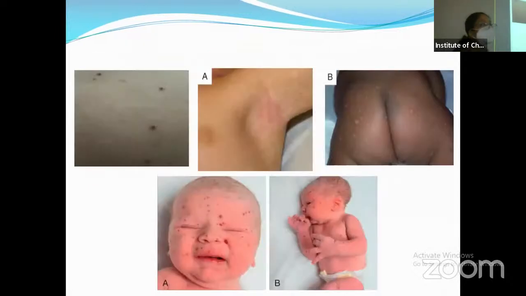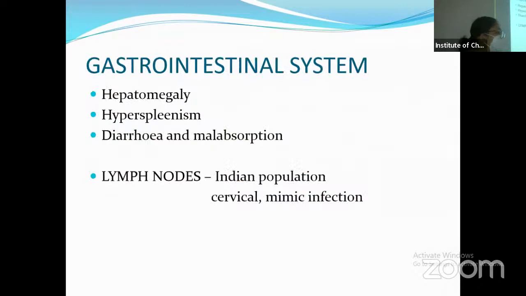She hasn't put in the pictures of the palms and soles being involved. That's again a very striking characteristic of LCH rashes. Nails are usually spared. Nails are not involved in case of LCH.